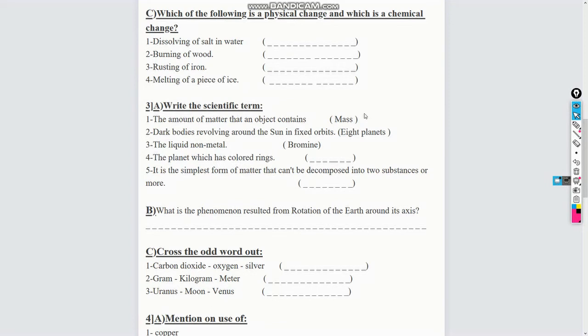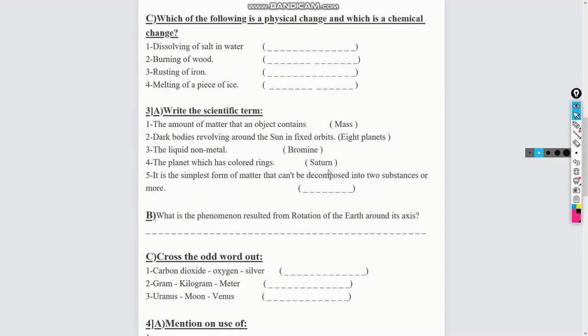The next question, the planet which has colored rings. Which planet is characterized by colored rings? Well, I'm going to give you a hint. It's after Jupiter. Yes, it's Saturn.